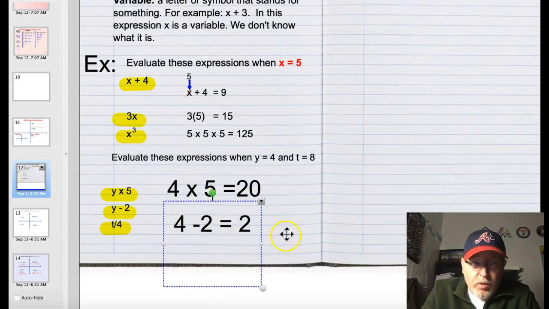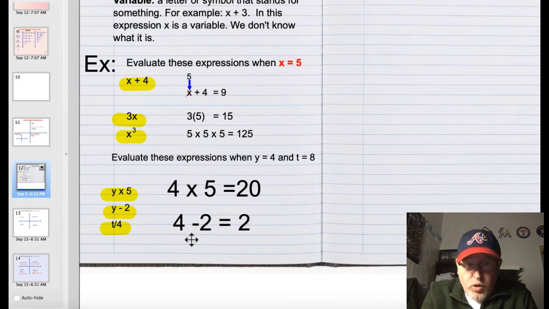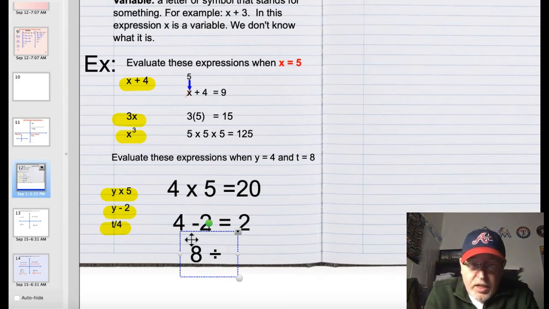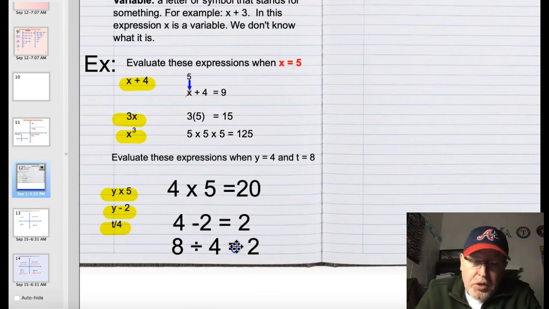And the last one, we've got t divided by 4. So again, t is going to be 8. So we're going to put in 8. And then a little shift key action here, get the old division sign. Divided by 4 equals 2. And that's all you do. That's what we're going to be doing today. Substituting those variables in and working our way through.